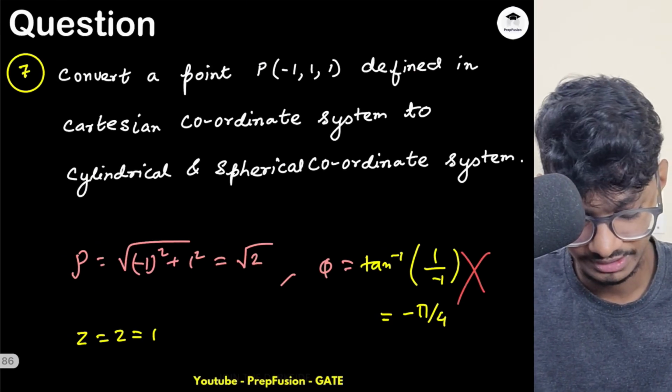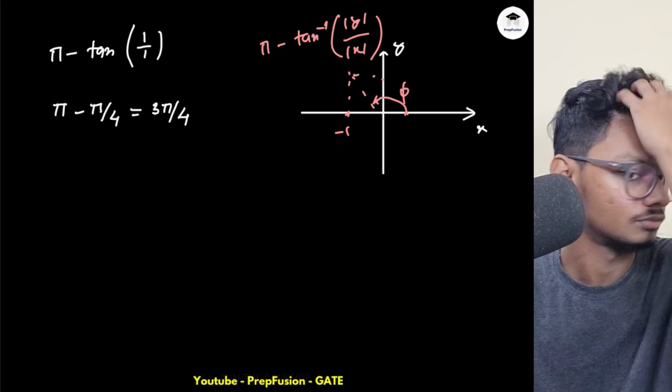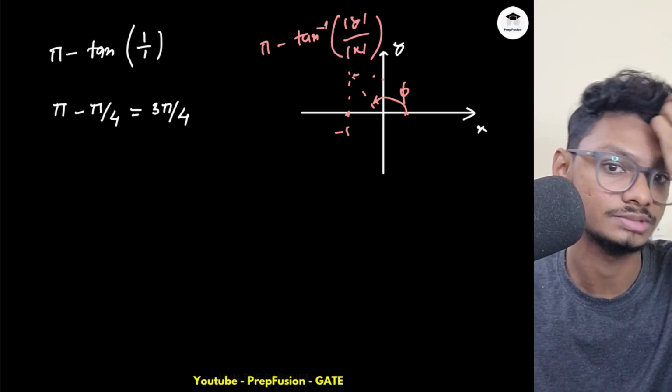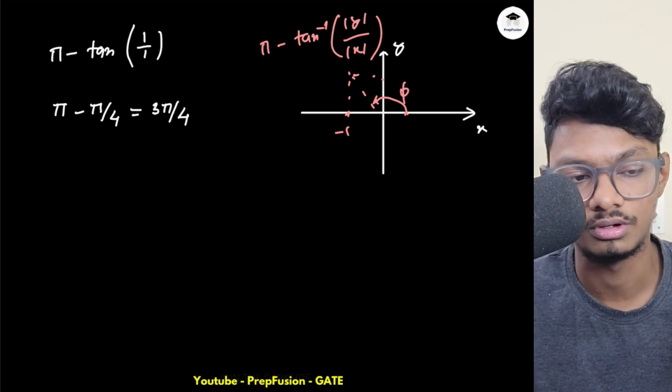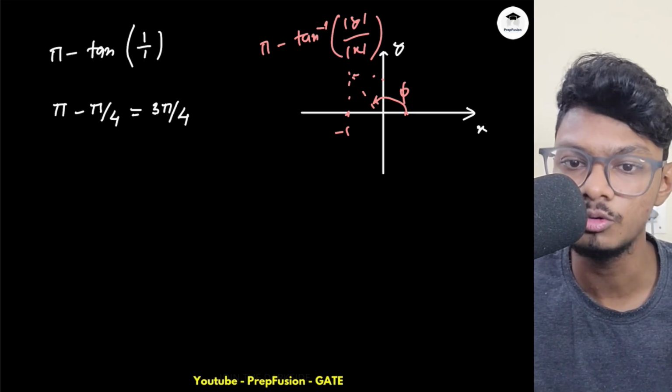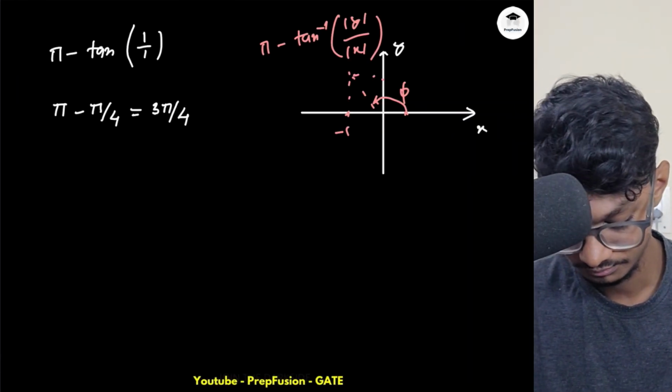And about the spherical coordinate system, you can also do this simply. So how do you do spherical? Remember, the range for theta of the spherical coordinate system is from 0 to pi only. So this was about the first part. Let's solve for the second part.